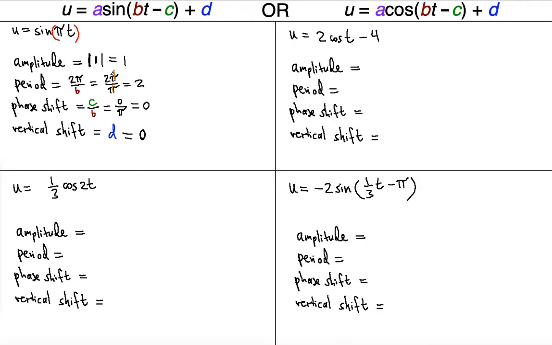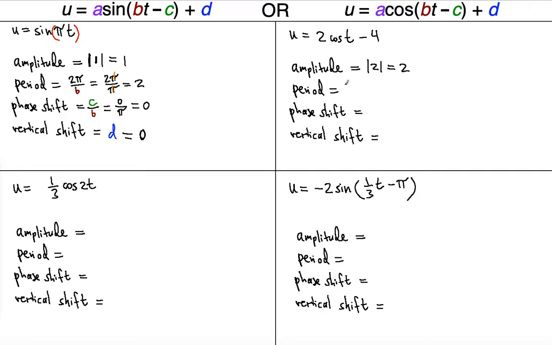Now let's do the second one. The second question, as you can see, is already more interesting because it seems to have more information than the first one. So the amplitude is going to be the absolute value of the a. In this case, the a is 2. Okay, the a is 2. So it's going to be this. The absolute value of 2 is 2 itself, so the amplitude is 2.